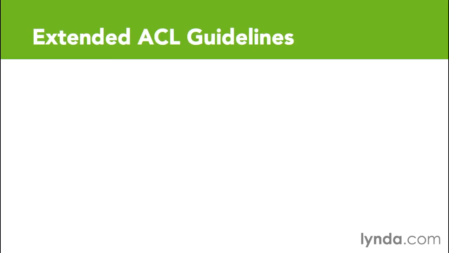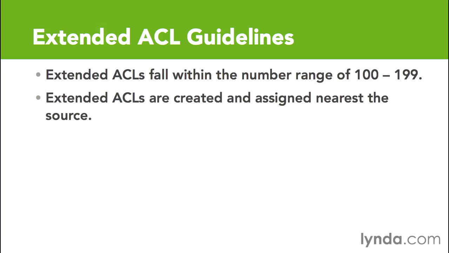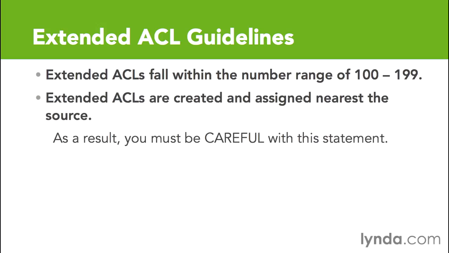The next one is the extended. This has more flexibility. First, the range of numbers is from 100 through 199. But you can use port numbers, protocols, source, and destination addresses. So you can be very exact, very specific as to who you're denying, where you're denying them to, and what protocol and port number you don't want them to use. So you can place it nearest the source.